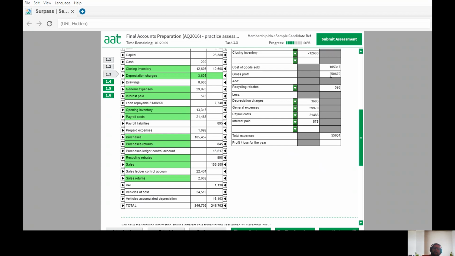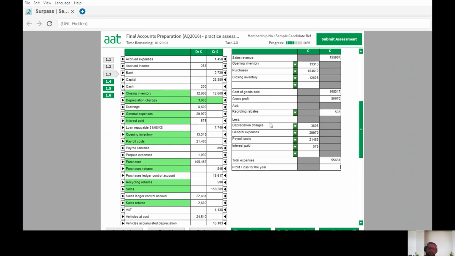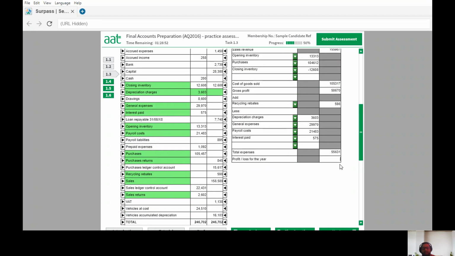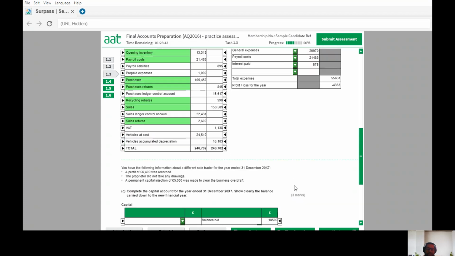But now you notice if you add these two and take that away, your profit is going to be a negative figure. That means it's a loss. So you need to show a negative amount, meaning a loss, by using a minus sign. The difference between those two is going to be minus 4,363 pounds. All right, so this is how the answer should reflect.